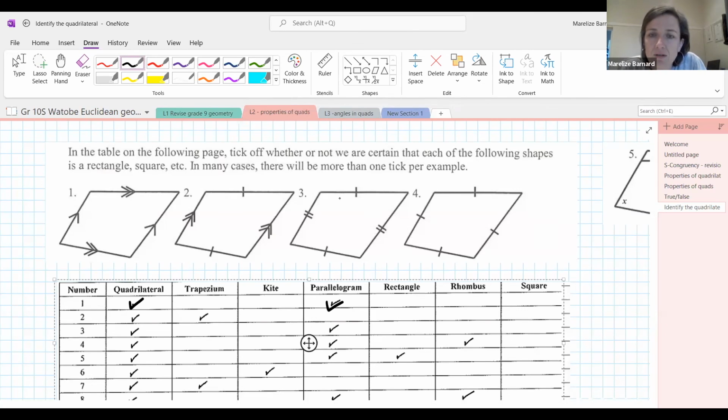Why is it not a rectangle? Because what's missing is the 90-degree corners. What makes a rectangle is the fact that it has 90-degree corners. And then for number 4, definitely quadrilateral, parallelogram, rhombus. A parallelogram can have all its sides equal or just the opposite sides equal, and a rhombus has all its sides equal. As we've explored a few times in the PowerPoint and in the true and false, a rhombus is a parallelogram.